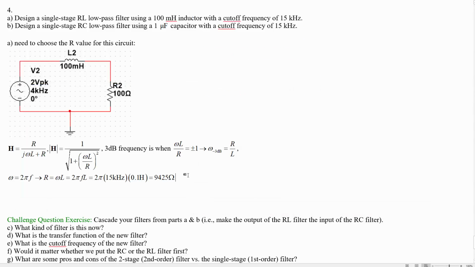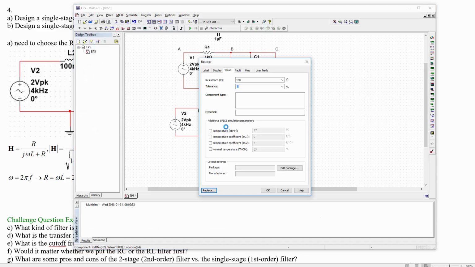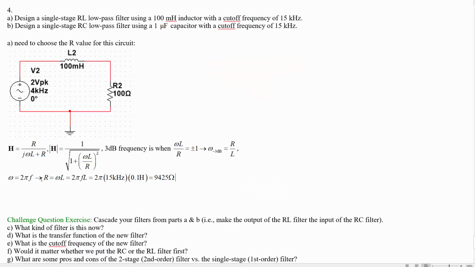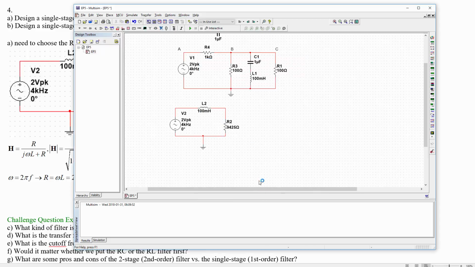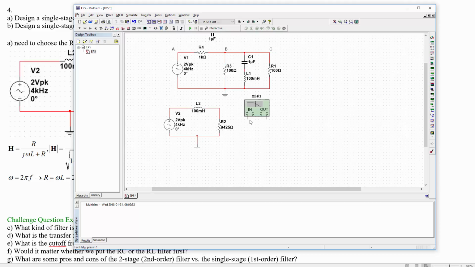There's our resistance, and if we like, we can check that out in Multisim. Even if you can't get a resistor that has exactly 9425 very easily, you could imagine combining different resistors in a clever way until you get exactly the resistance that you need. So now there's our 9425, and we can add in a Bode plotter tool just to check whether or not this is working the way that we think.